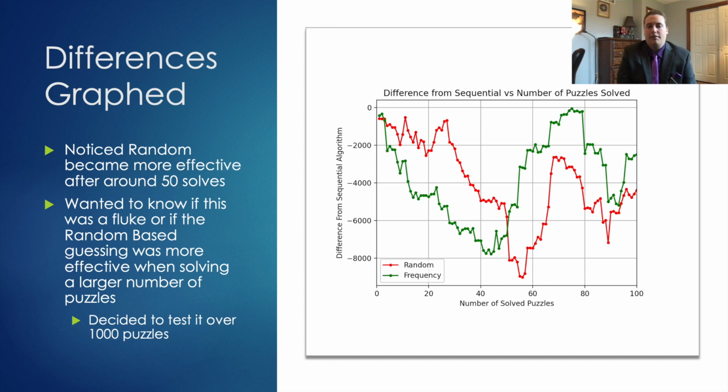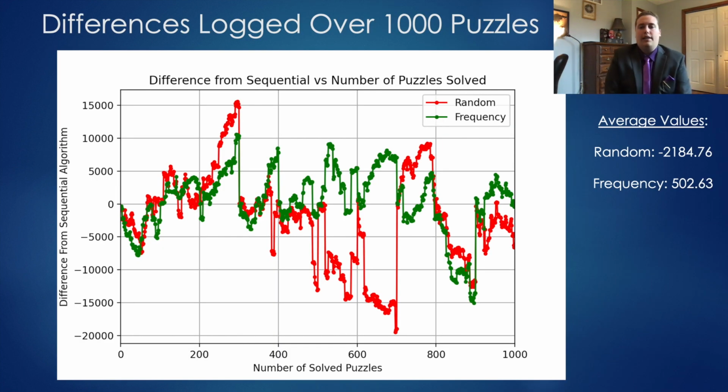I thought this might be a fluke because up until then it seemed like the frequency-based guessing was performing the best. So I wanted to test this over a larger number of puzzles. I decided to use 1,000 puzzles rather than 100. And when I did this, again, positive means it's performing worse than the original algorithm, and negative means that it's performing better. After around 50 to 100 puzzles, random was performing either the same or better than the frequency-based guessing algorithm, except for an area around 200 to 300.